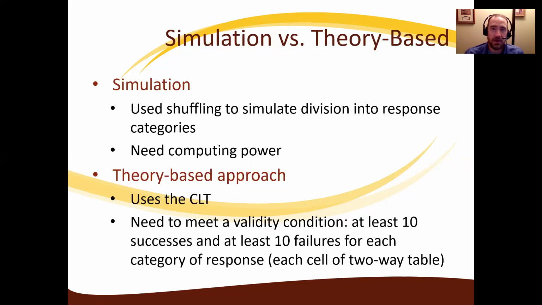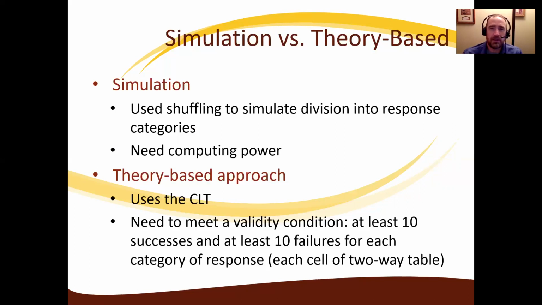And so historically, computers have not always been available, or powerful enough computers have not always been available to really do simulation well. And so historically, often people have used a theory-based approach. Nowadays, the computing power is fairly ubiquitous, and we can always try a simulation-based approach to try these out.